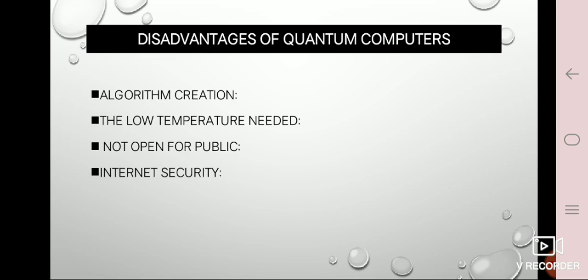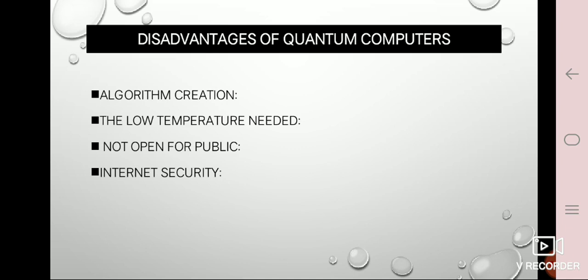The low temperature needed. As the processing in these computers is done very deeply, it needs a temperature of negative 460 degrees Fahrenheit. This is the lowest temperature in the universe, and it is very difficult to maintain that temperature. Third, not open for public. Due to the high price range, they are not available for public use. Also, the errors in this type of computer are high because they are still in the development phase.